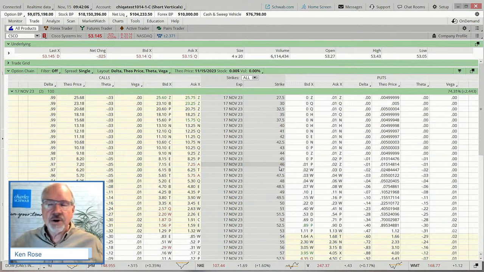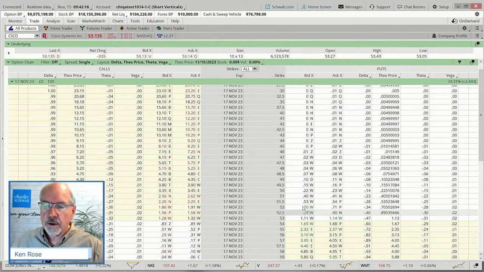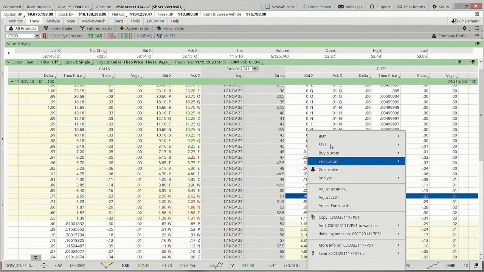So let's go ahead and start on the put side. And on the put side, we said that we want it to be at 51 or lower. So we'll come down here to 51 right here. And I'm going to do a right click on 51. I'm going to come over here. I'm going to choose sell.